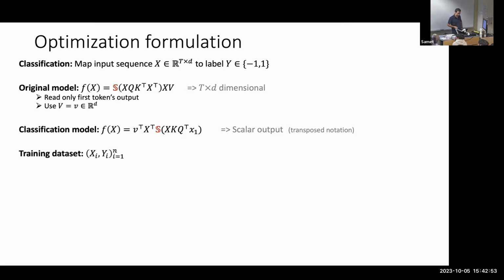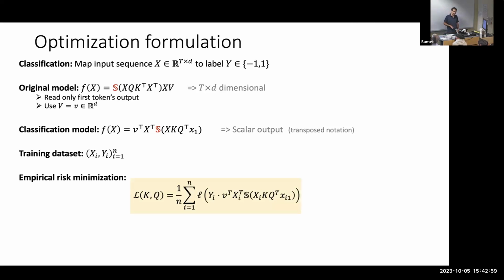So basically take a sequence, output one token, and that output token is X transpose S, and then do a binary decision with V. So if I have a training data set Xi, Yi, obviously we want to solve empirical risk minimization, and empirical risk minimization looks like this. I just plugged in my function. So this is my function f of Xi, and then we will multiply Yi times f of Xi, okay?